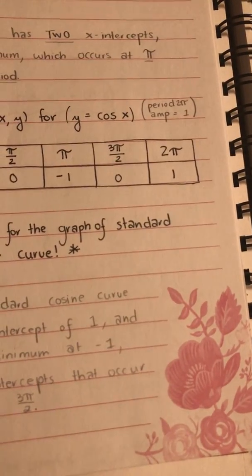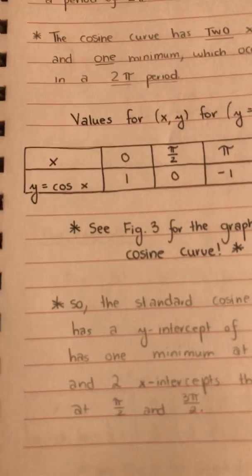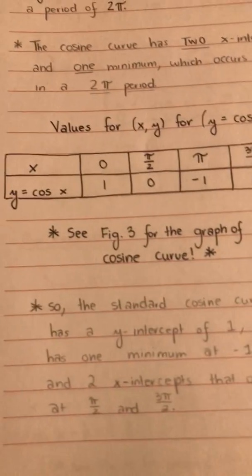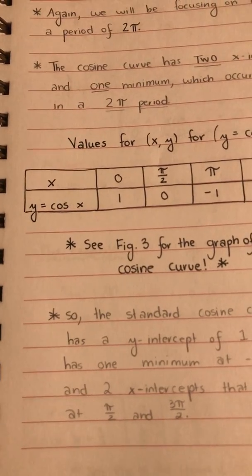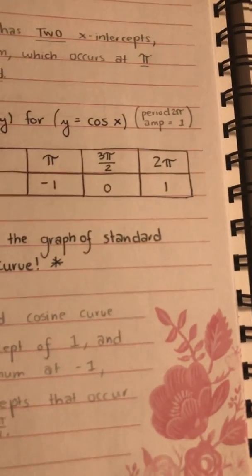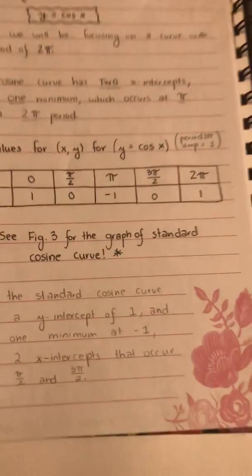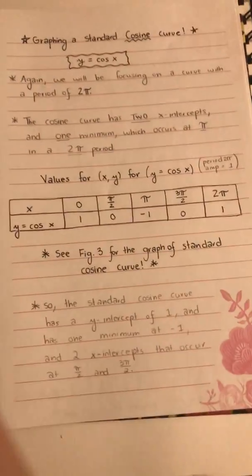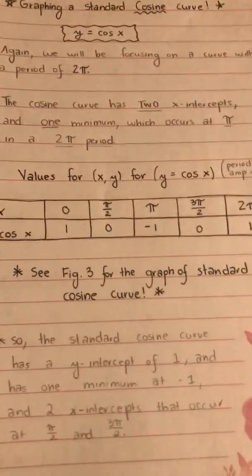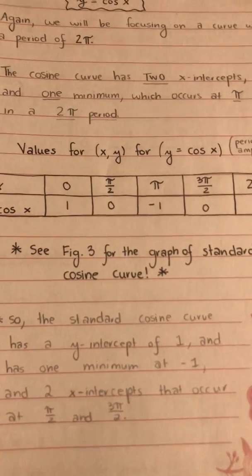And we're going to end up at 1, just like we started off at 2 pi. So 0 x value, it's going to be 1, and then 2 pi x value, it's going to be 1. So it's going to be like a bowl shape, as you'll see. And actually, I will show you right now. It's going to be figure 3 for the standard cosine curve. So we're going to have it right here for you.